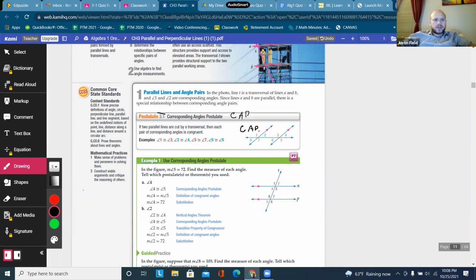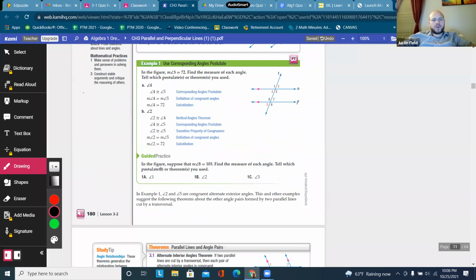Now there are others. Okay, here we go. In the figure, suppose that the measure of angle 8 is 105. Find the measure of each angle. Measure of angle 8 is 105. Okay, so angle 1, let me just do angle 1. Angle 1 would be 105 because they're congruent. Okay, I'll do angle 2. Angle 2, they are supplementary, so it would be 75.